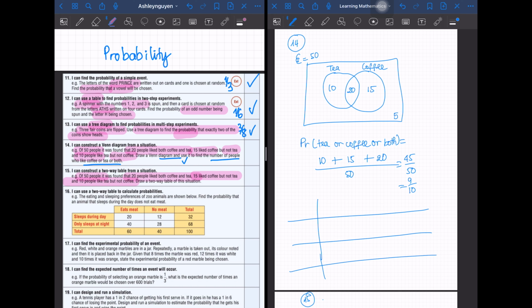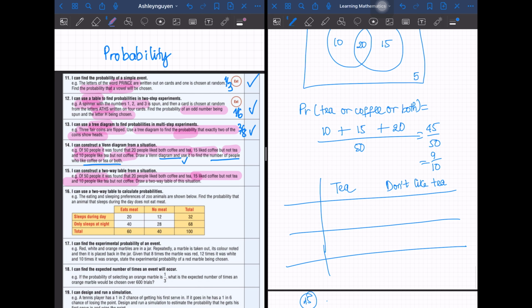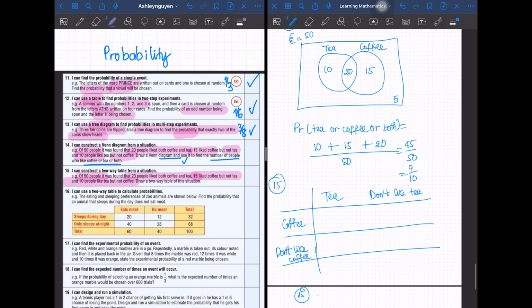So here, you have tea, don't like tea. You have coffee, don't like coffee. So some people can feel like which way we put it. Should I put tea next to coffee and don't like tea next to don't like coffee? No, please don't do that, because your table is going to get wrong.